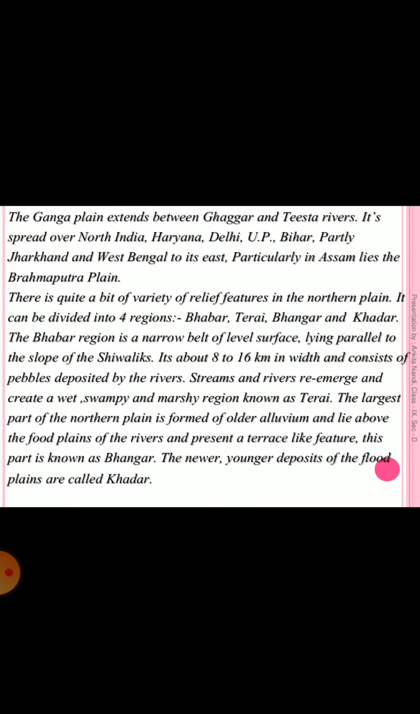Now the Ganga plain extends between river Ghaggar and Teesta. It spreads over North India, Haryana, Delhi, UP, Bihar, and partly Jharkhand, and West Bengal to its east. Now this region is drained by river Ganga. That is why this region is known as the Ganga plain. Now Assam lies in the Brahmaputra plain.